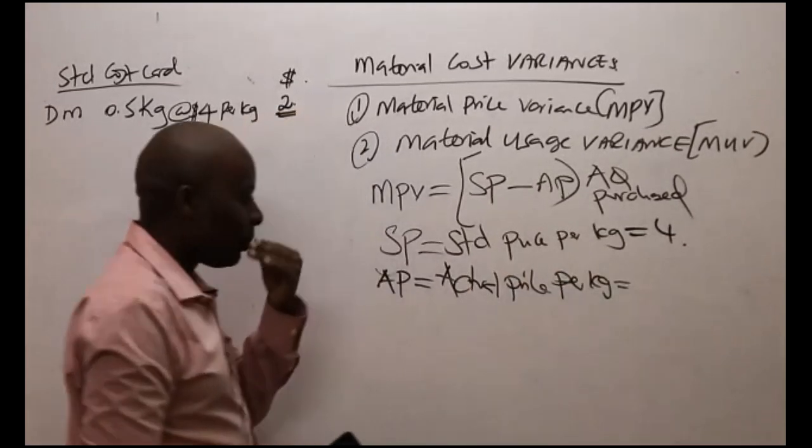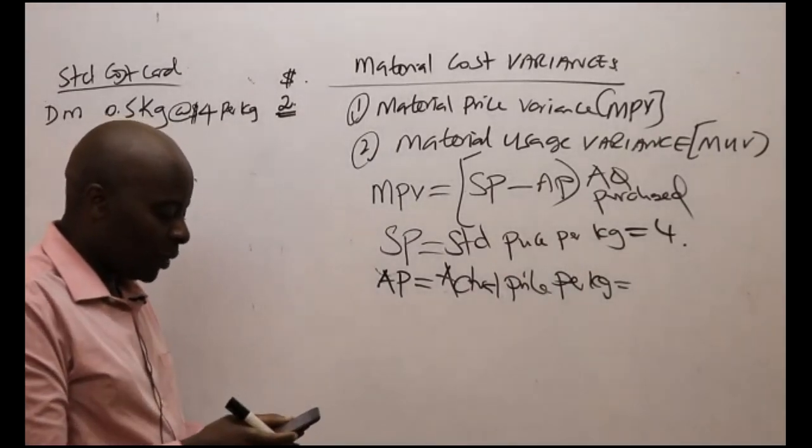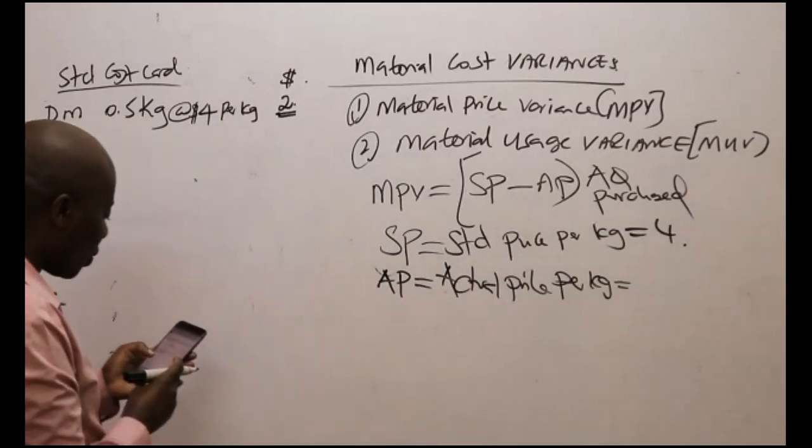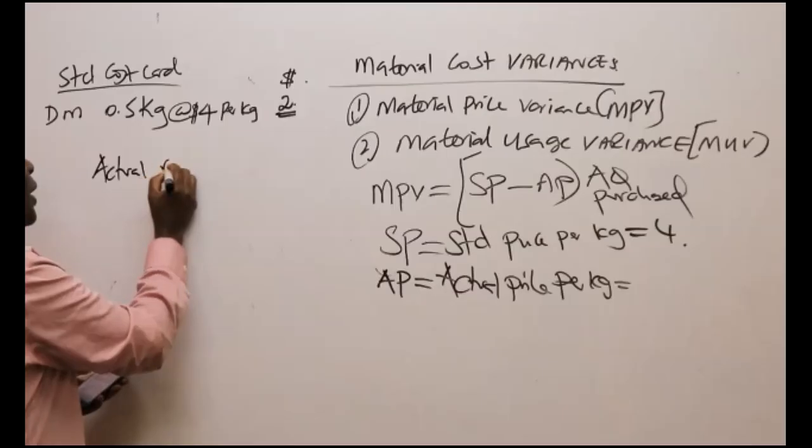Actual price per kilogram. If you look at the pinned question, go to the actual information, the information given after the standard cost card table. They are telling us budgeted output for January was 5,100 units. And then we have the actual results for January were as follows.